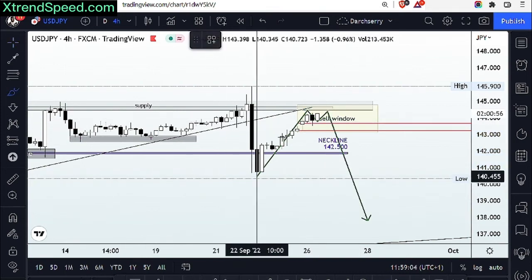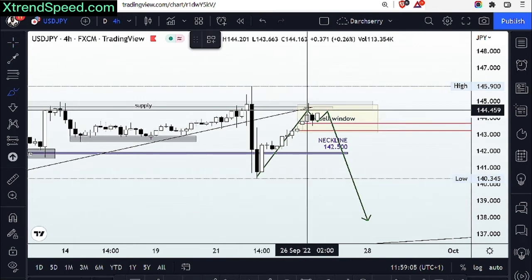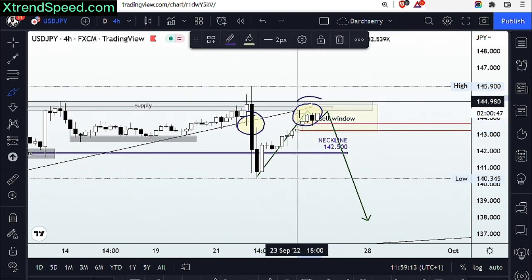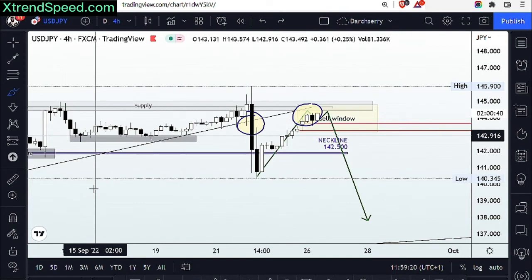And if we look at the structure where the sell window falls, we can see that it falls right at the retest of that bullish trend line. We can see the bullish trend line was broken last week. It falls right there, and it also falls within the supply zone, which has been respected since the beginning of this month. So this is more or less a confluence that I need to look into.